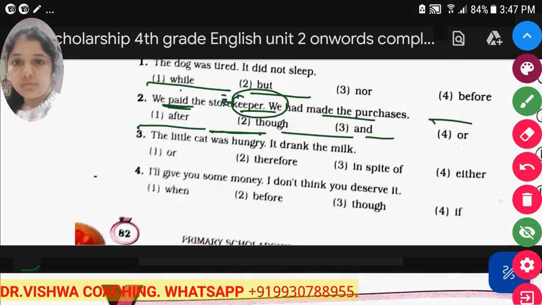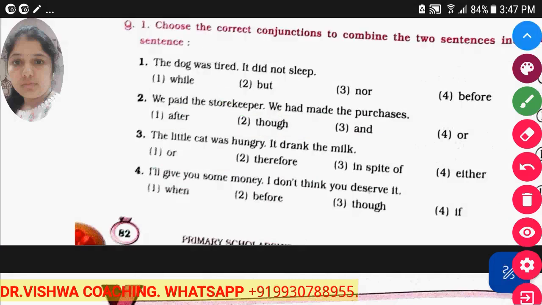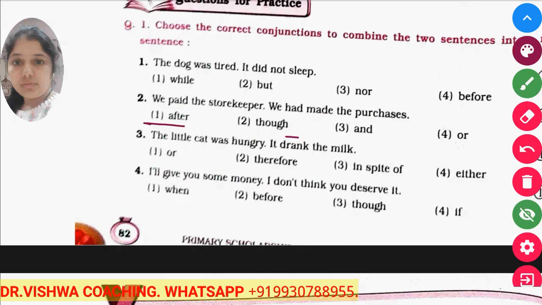So we have to join the two sentences with the correct one. The given options are after, though, and, or. If we made purchases, after that we paid the storekeeper. If we read the sentence like this, then we can use after. So it is the correct one: we paid the storekeeper after we had made the purchases. So the correct word here is after.